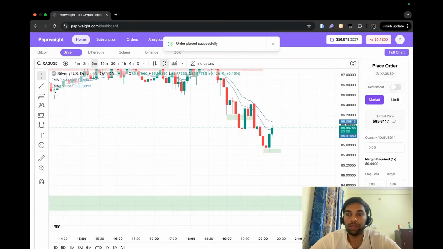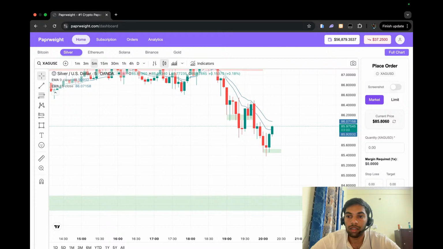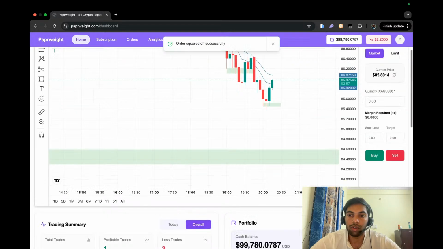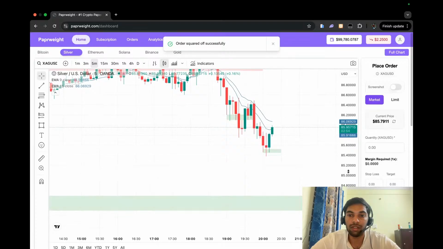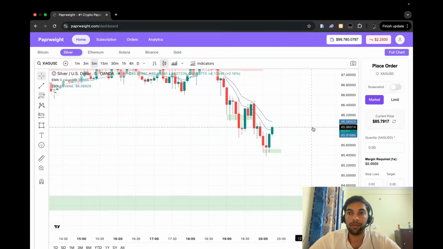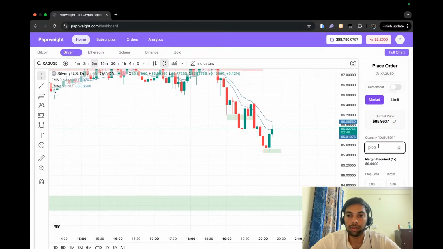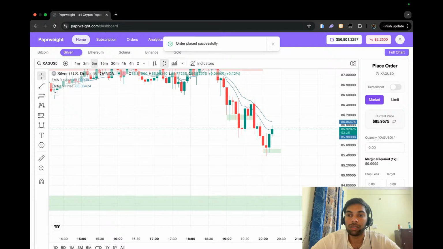I think we have punched the trade in the wrong direction. I just squared off my position because I think I punched at the wrong price. So I will punch it again, 500 quantity, but at our price. And our price is 8595. This one, this is our price.